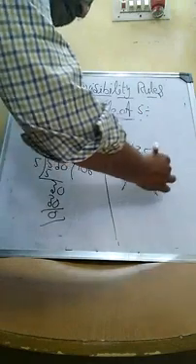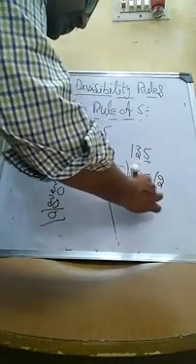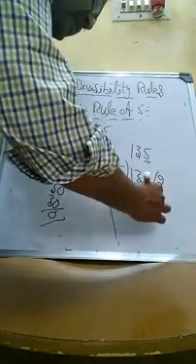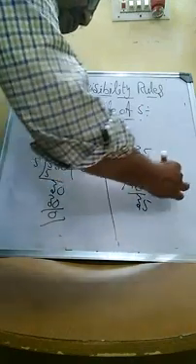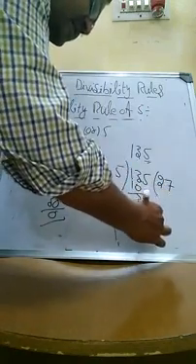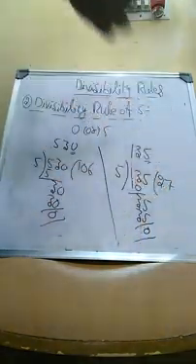5 ones are 5. 5 2s are 10, 3 is the remainder, bring down 5, then it becomes 35. 5 7s are 35. See, this is by using normal division.